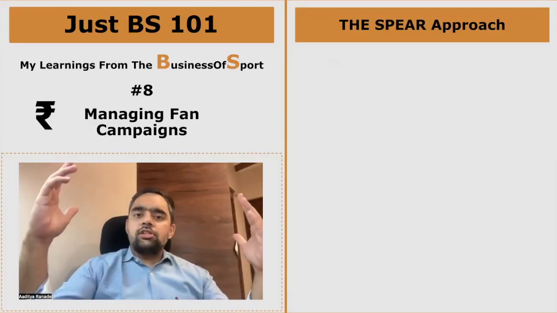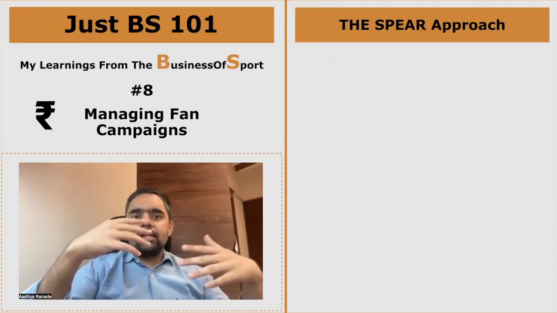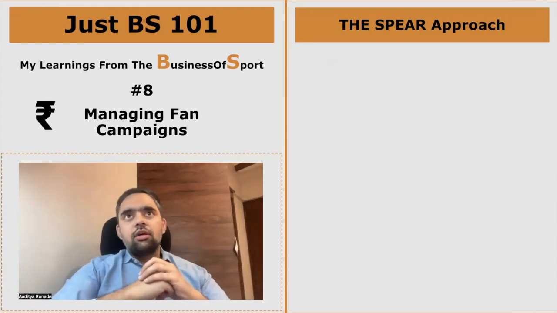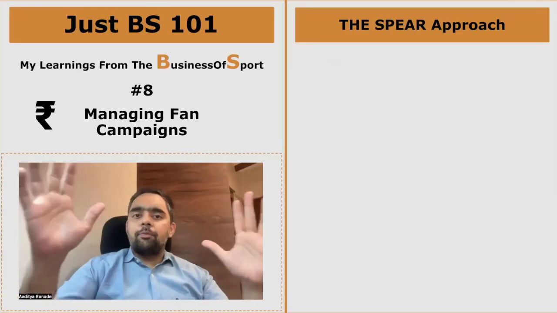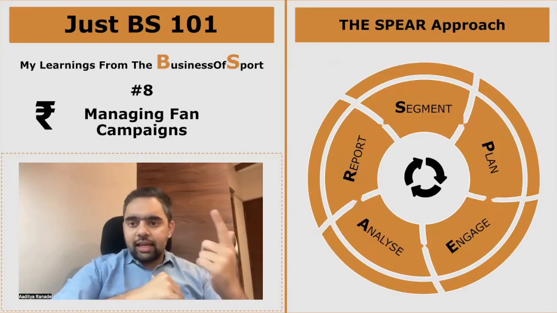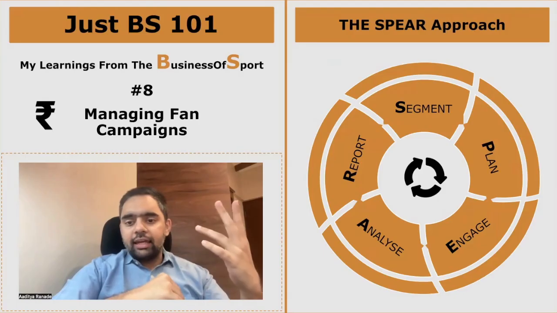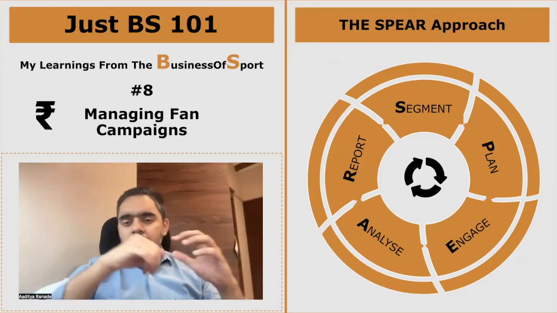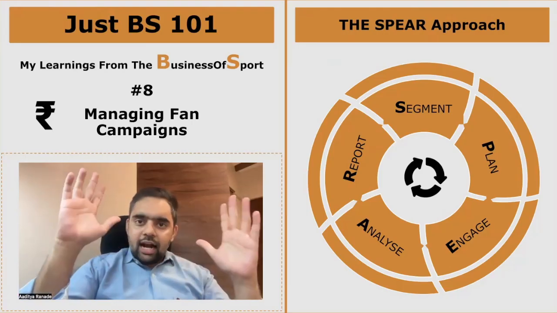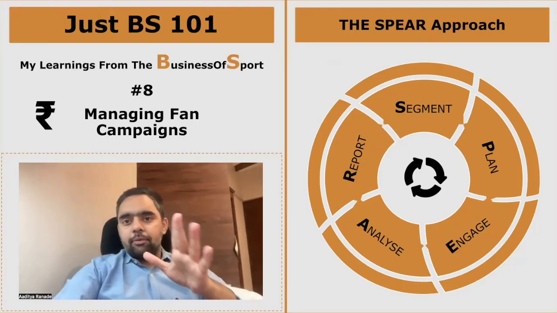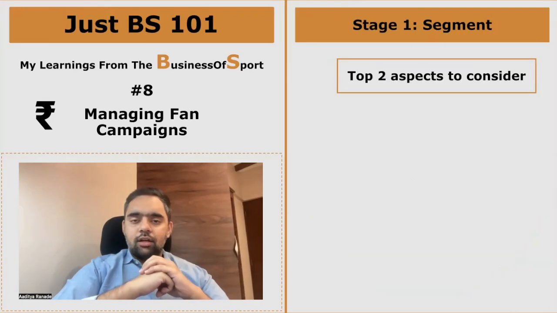Now, how do you manage this at massive scale? How do you, let's say, productize this entire experience of running these fan campaigns? And this is where the SPEAR approach comes into the picture. What does SPEAR stand for? Segment, plan, engage, analyze, report, and then you repeat the entire cycle over and over again. With that understanding, let's now try to dive deeper into each of these 5 stages of the SPEAR approach.